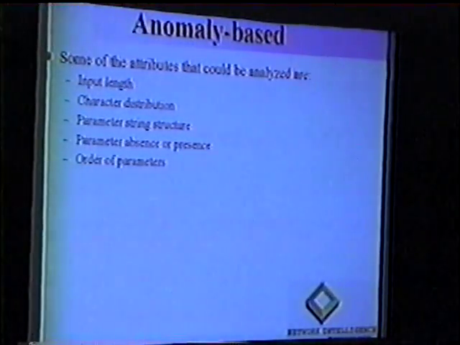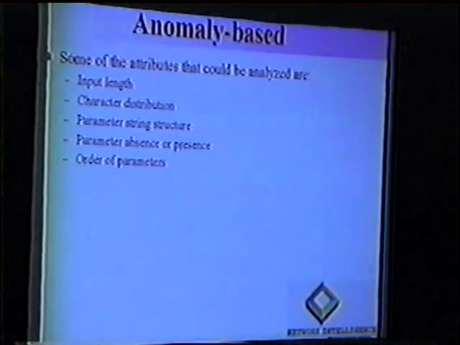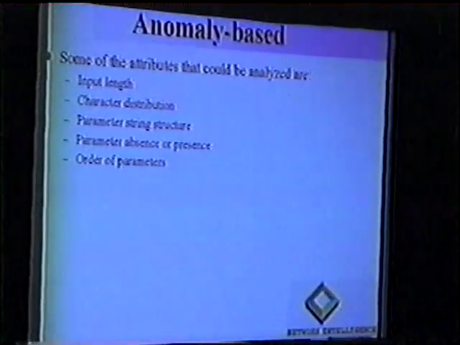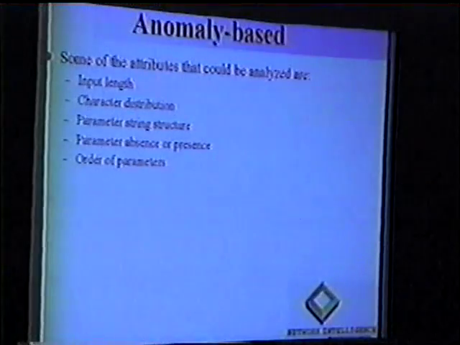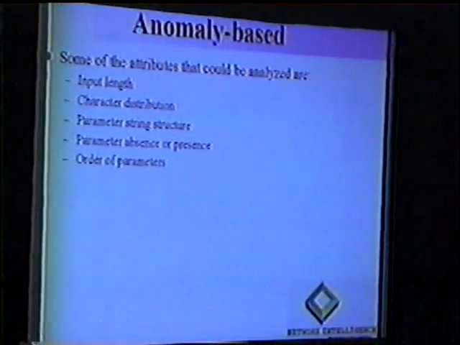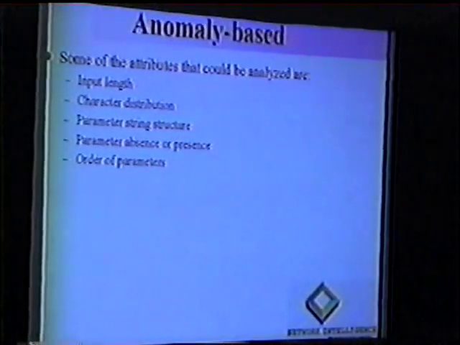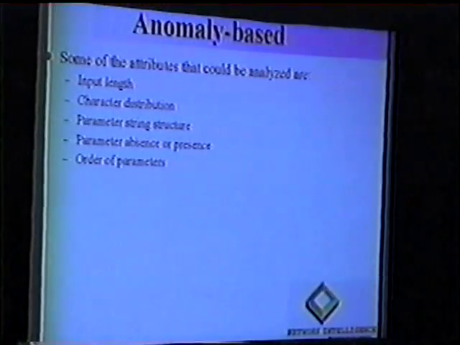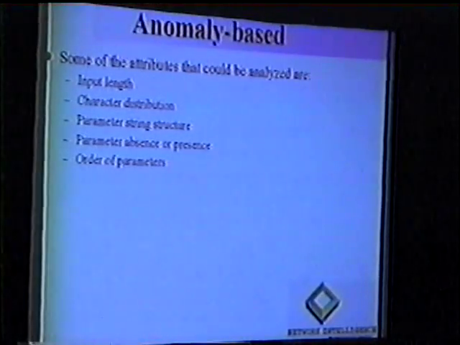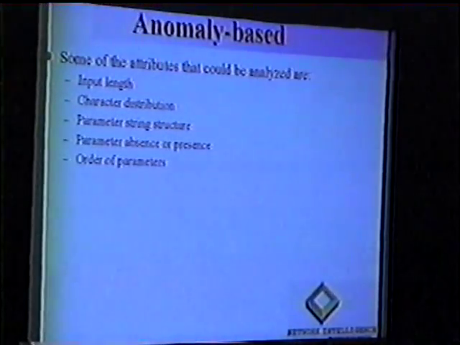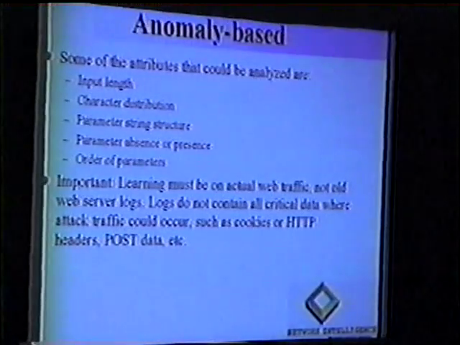You could also look at whether parameters are absent or present during normal traffic, because if it's a normal user, the parameters will always appear in the same order and they will always be present, or they'll not be present. It will be standard traffic that you'll see. If it's an attacker, the traffic might actually differ. Some parameters might occur, might not occur, or their order might change. So an anomaly-based engine is going to basically look at these kind of parameters.